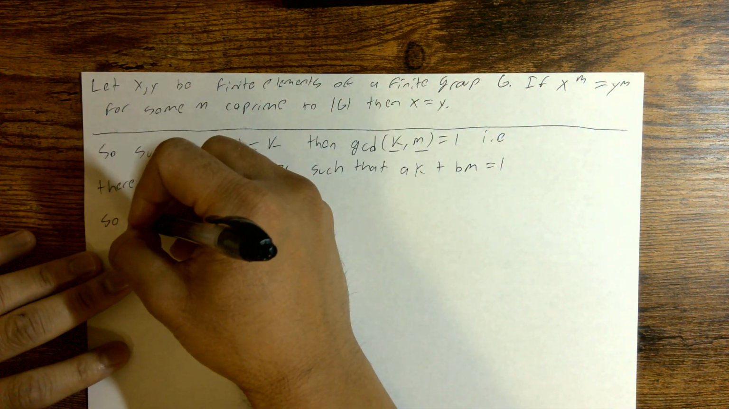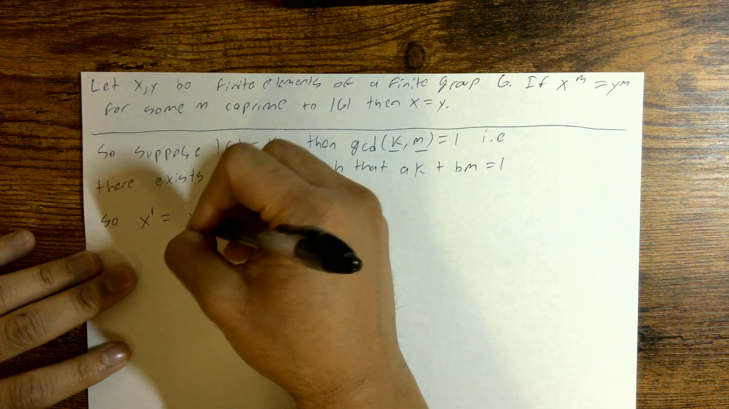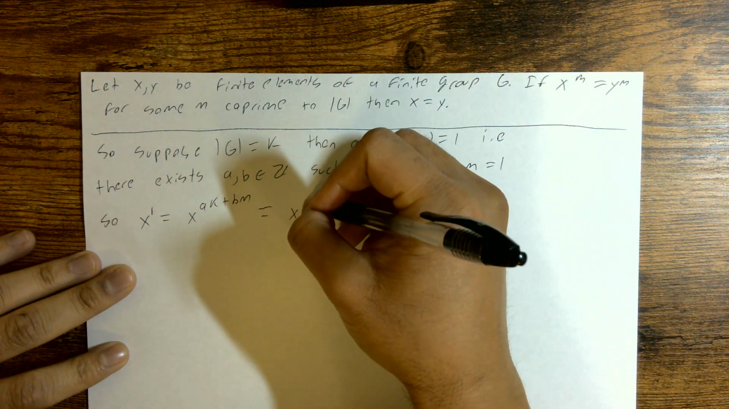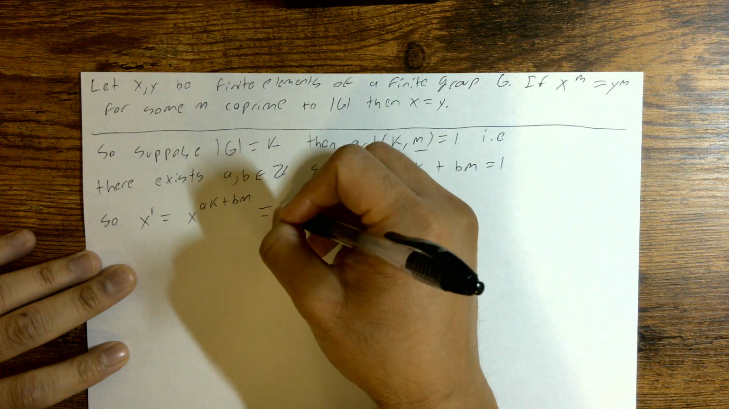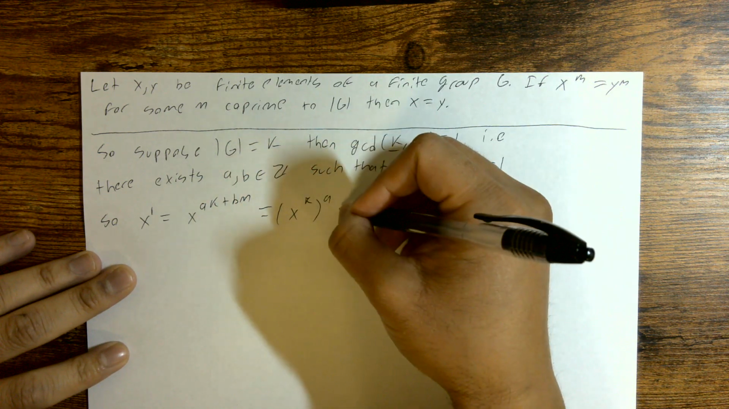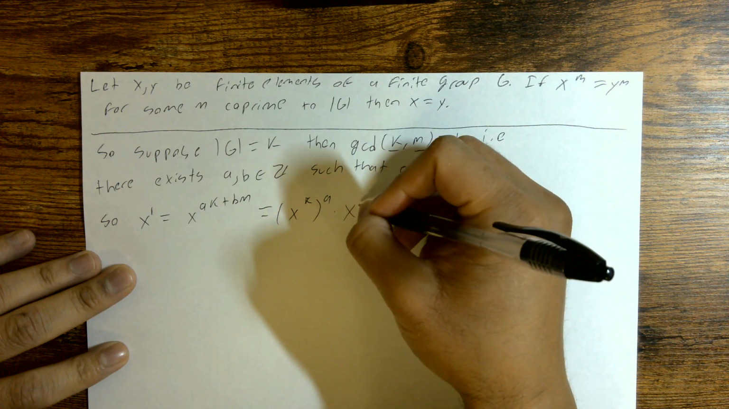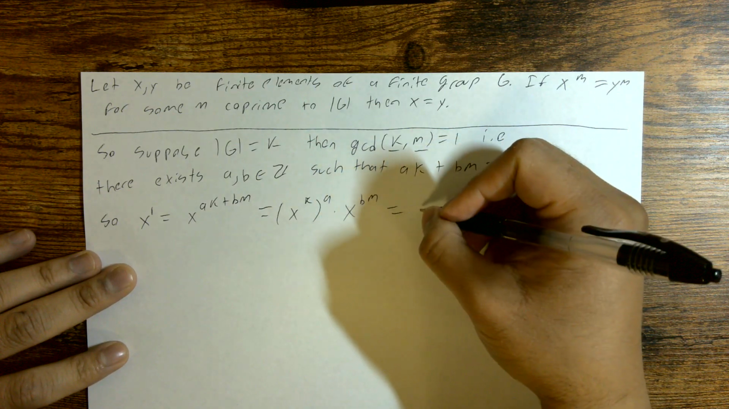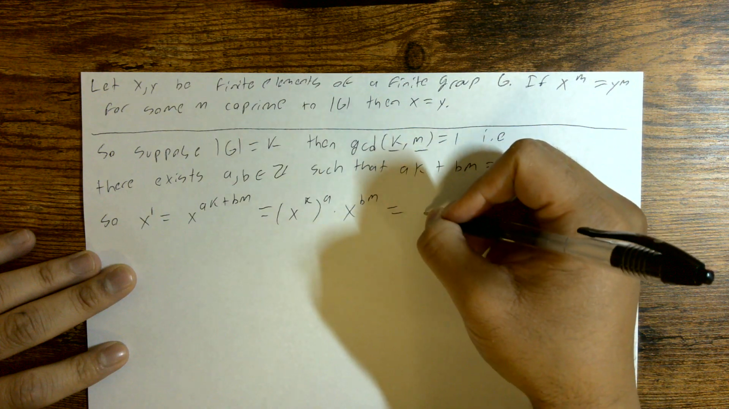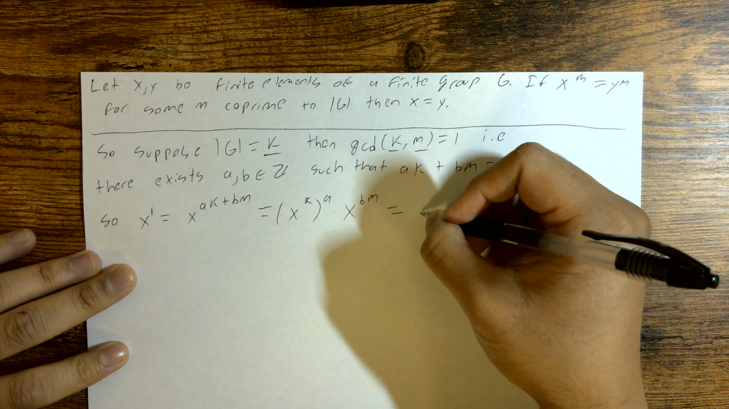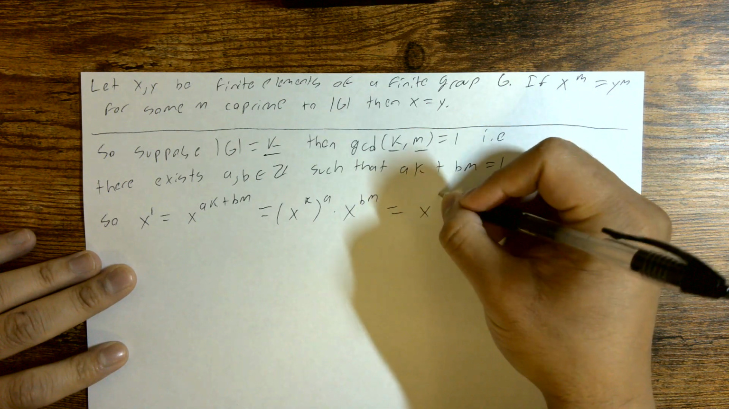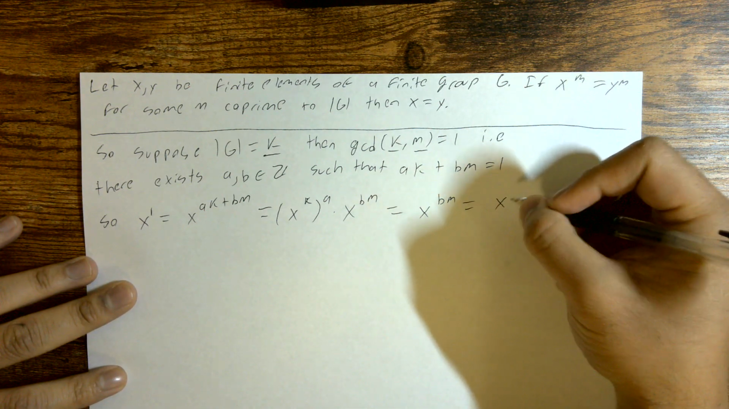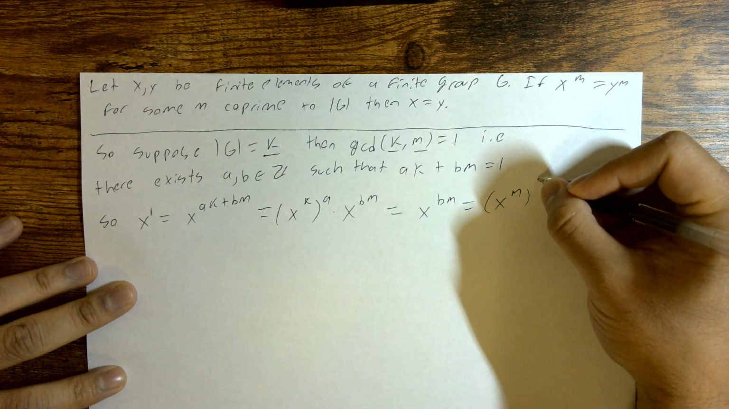So x to the 1 is equal to x to the ak plus bm, which is equal to x to the k to the a times x to the bm, which is equal to, well, x to the k is just e, so we get this is equal to x to the bm, which is equal to x to the m to the b.